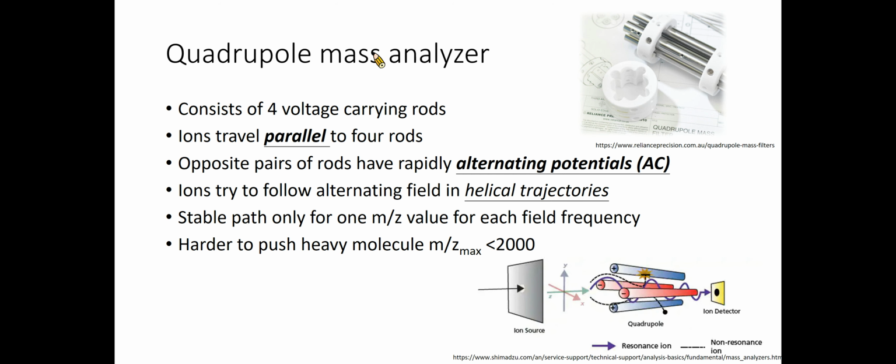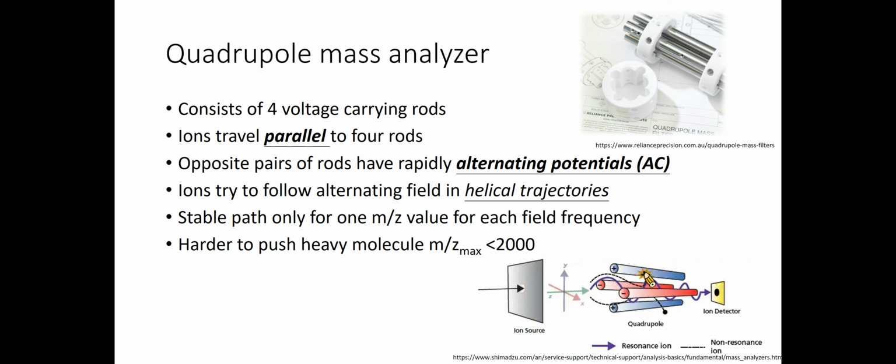A quadrupole mass analyzer consists of a set of four conducting rods arranged in parallel with a space in the middle. The opposing pairs of rods are electrically connected to each other. This type of mass analyzer separates ions based on the stability of their flight trajectory through an oscillating electric field in the quadrupole. The field is generated when a radio frequency voltage is applied between one pair of opposing rods within the quadrupole. A DC offset voltage is then applied to the other pair of opposing rods.